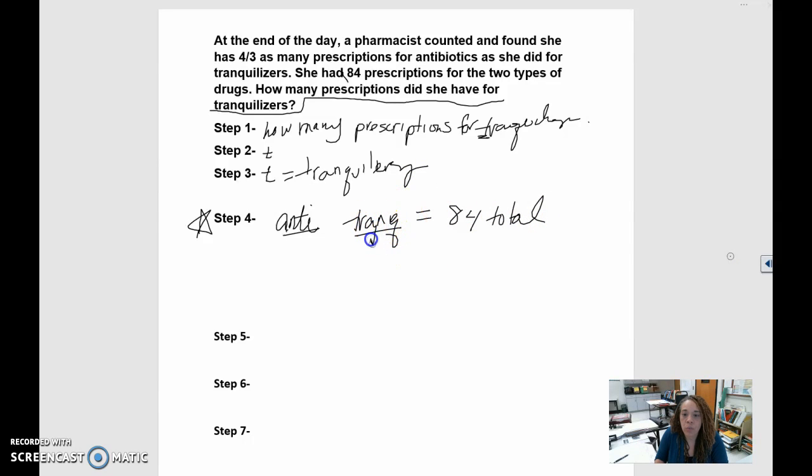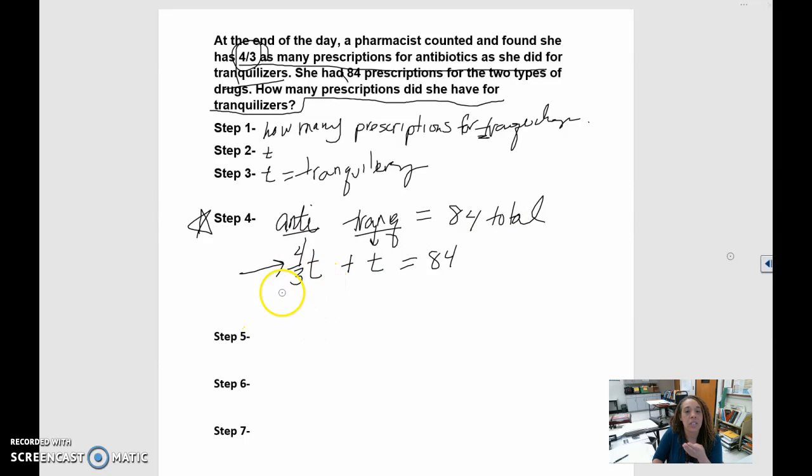Well, tranquilizers, we already assigned a variable t. So I'm going to put t equals 84. But over here, how can I write an amount for the antibiotics? Well, it tells me she has 4/3 as many prescriptions for antibiotics as she did for tranquilizers. Don't get too confused with this 4/3. Literally, it's 4/3 of tranquilizers. Those are stuck together with tranquilizers. So I'm going to write it like this: 4/3t. This amount of antibiotics plus this amount of tranquilizers should equal 84. Now, that is the equation we would come up with.